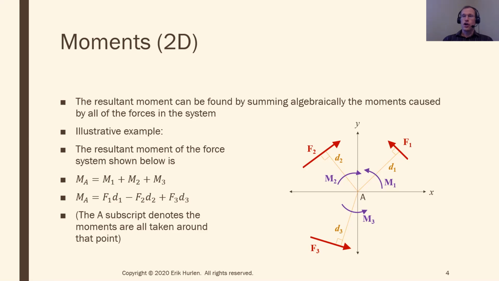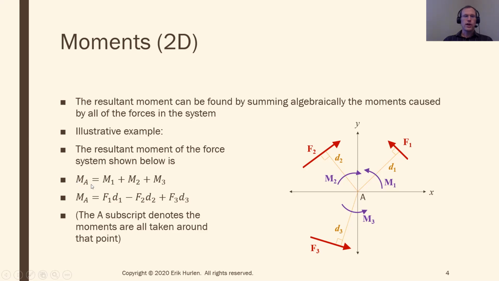My moments are caused by forces. So even though I say I'm taking all the moments, what I really mean is take all the moments produced by all the forces. This force F1 acting up here is going to cause some moment m1 around point A. This force over here, F2, is going to cause some moment m2 around point A. And this force F3 down here is going to cause some moment, again around point A, called m3. And so to find the total moment, I just add them all together, m1, m2, and m3.